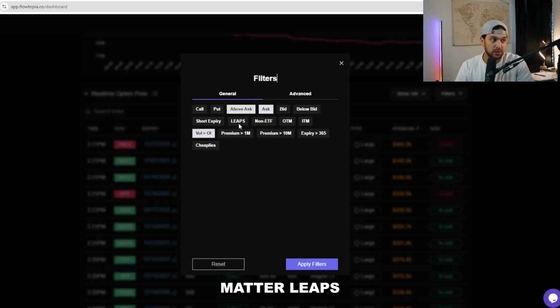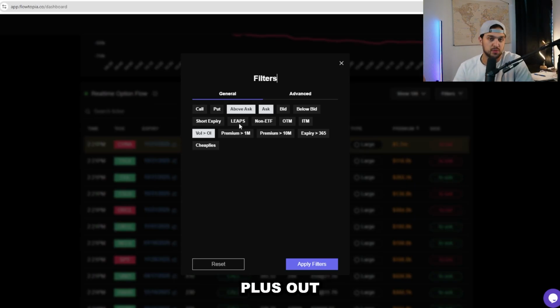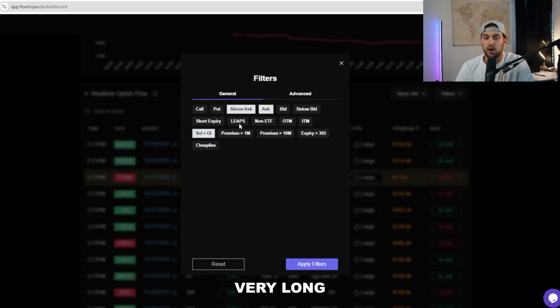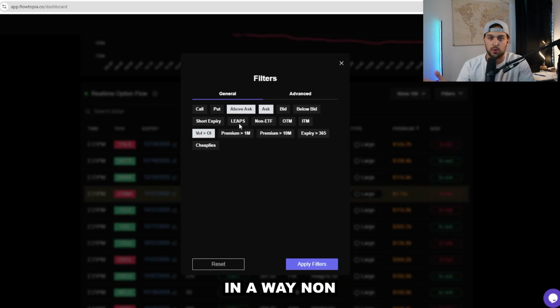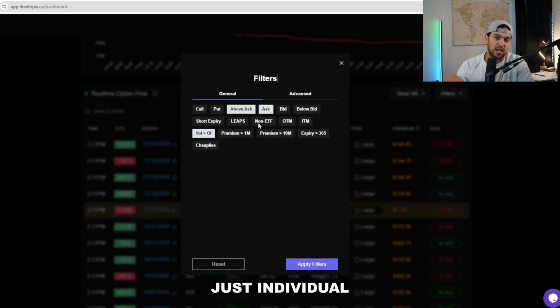It don't matter. Leaps, that just means that you're looking for an expiration that's way out there. That means these are people that are trying to buy an expiration that are 6 months plus out. And typically these are like very long swing trades or investments in a way. Non-ETF just means not SPY, QQQ, IWM, and all those. These are just individual stocks.